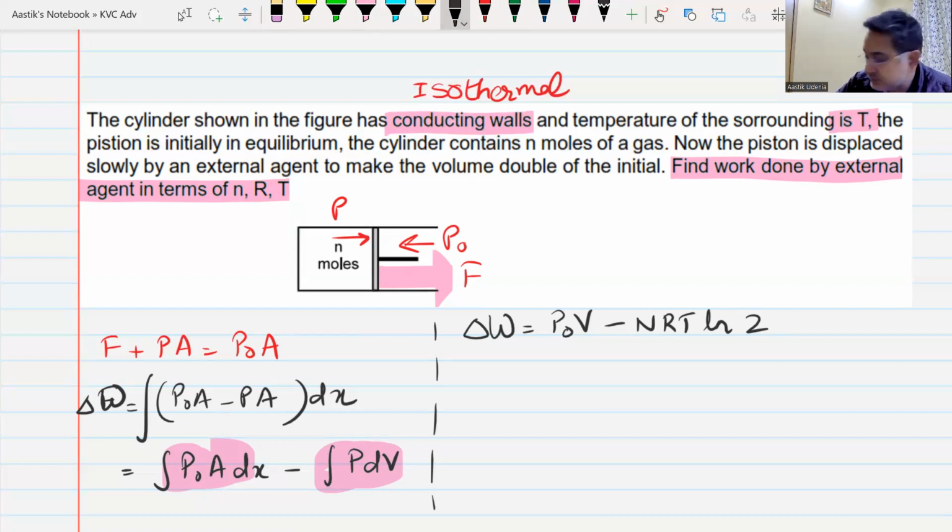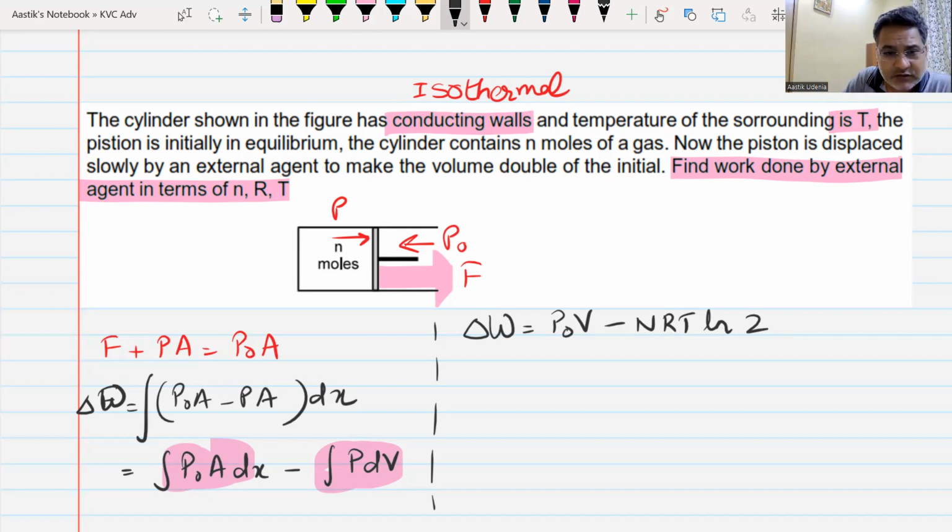Sir, what is P naught here? Atmospheric pressure, beta. But there is no like that. Everything may not be given. In this question, atmospheric pressure is not given. But whenever the piston is open to atmosphere, you have to take into account the atmospheric pressure. Do we understand this? Yes, sir. We understand this?